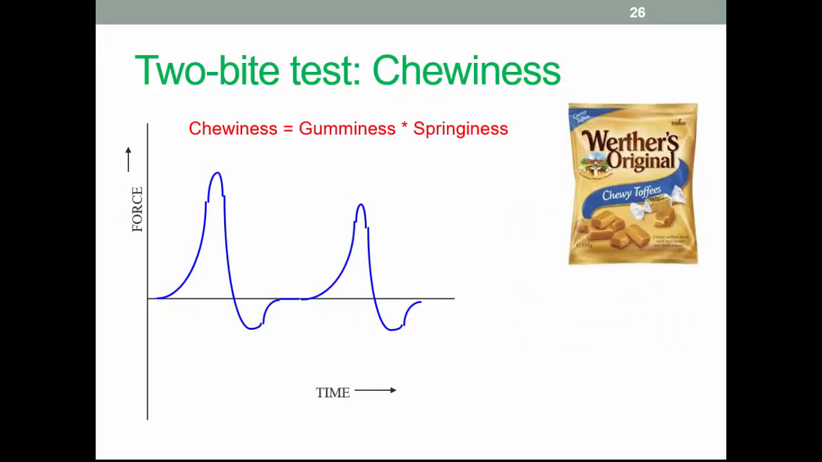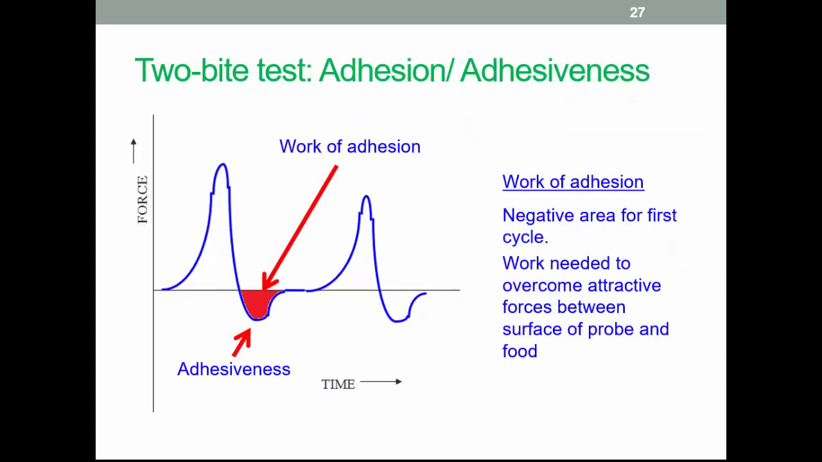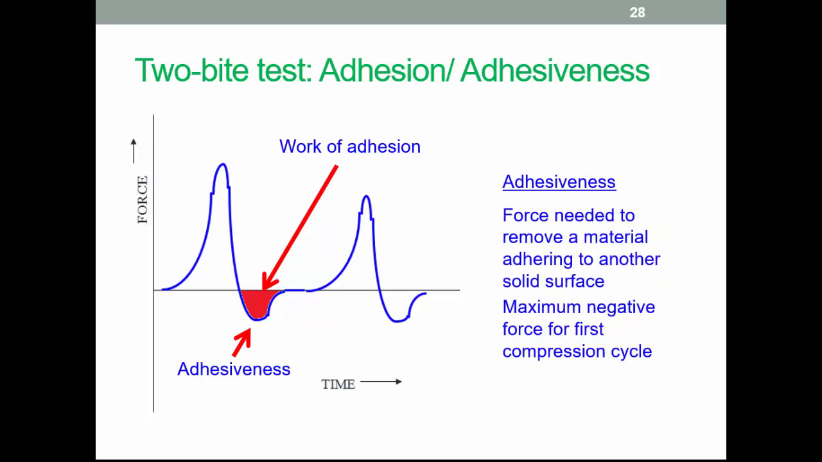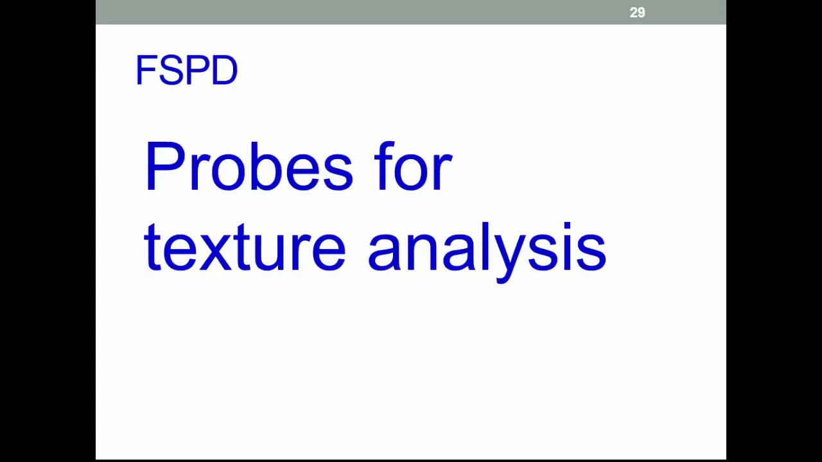And chewiness is a calculation based on the product of gumminess and springiness, and whether it's originals, presumably a good example of chewiness. Adhesion is something which is important to us. Adhesion and adhesiveness are two key characteristics that can be determined by the 2-bite test. Food can be sticky to surfaces, including the palate and other mouth parts, and that's what we're interested in particularly in terms of dysphagia. That's just reiterating the same information, I think.